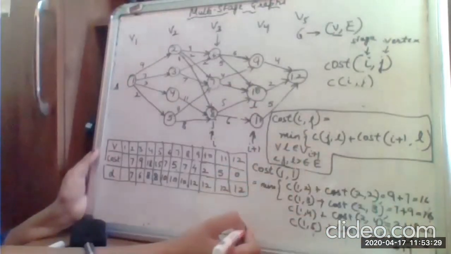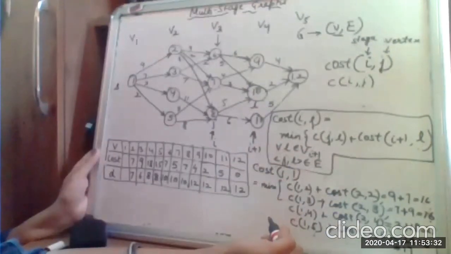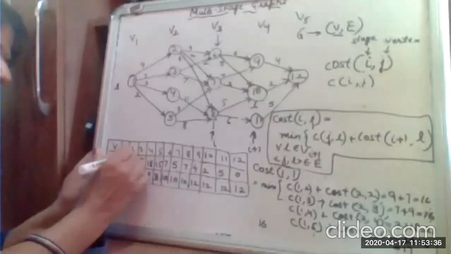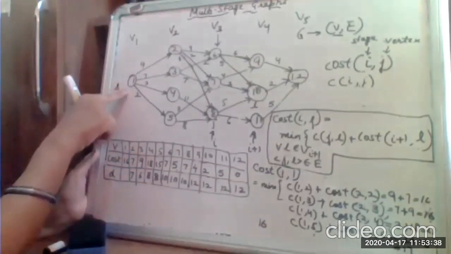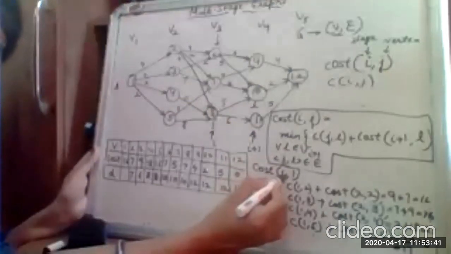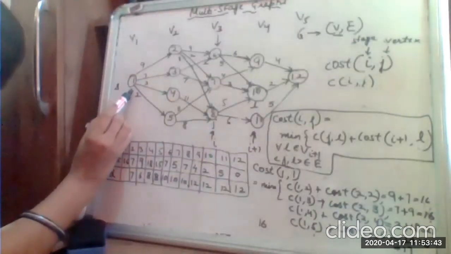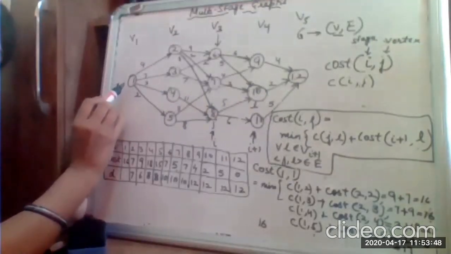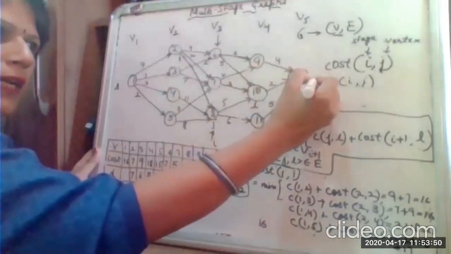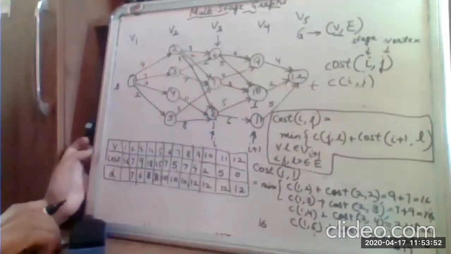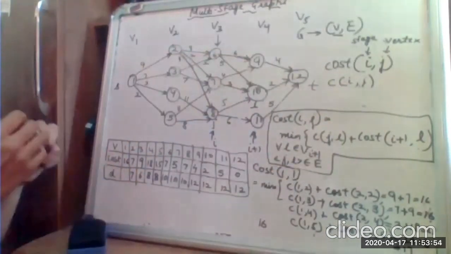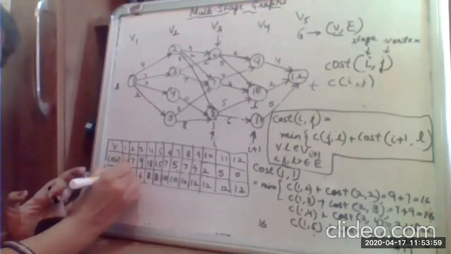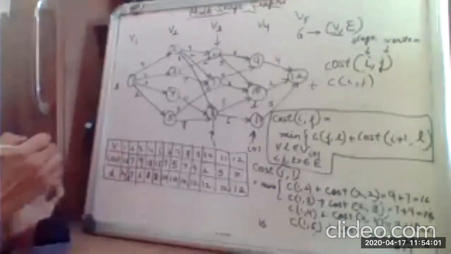So the minimum of these: 16, 16, 21 and 17. So out of these values, 16 is the minimum value. That means the cost of the path from the first stage, first vertex to the target or the sink vertex is given as 16, and it can be either through the second vertex or it can be through the third vertex.